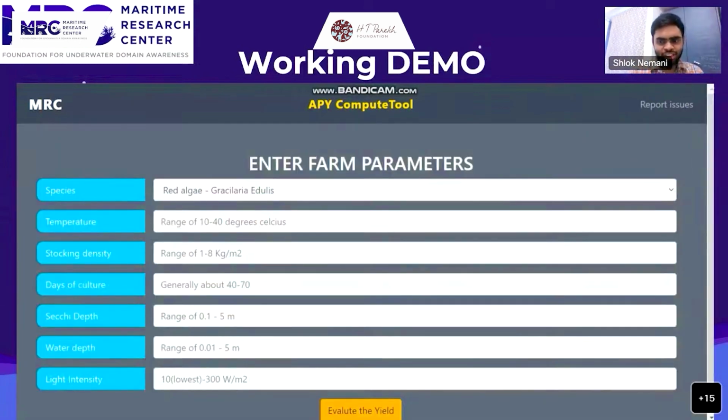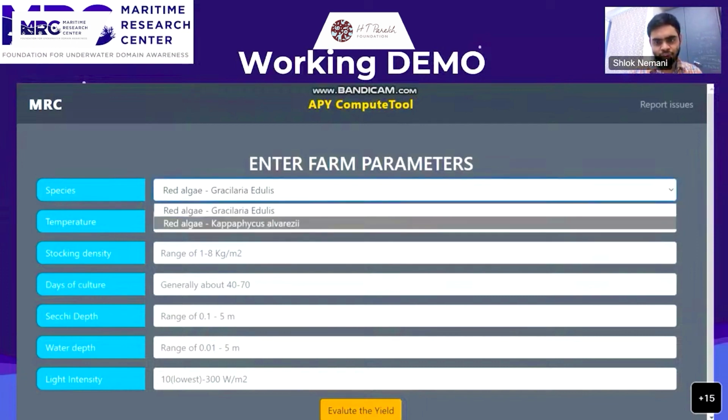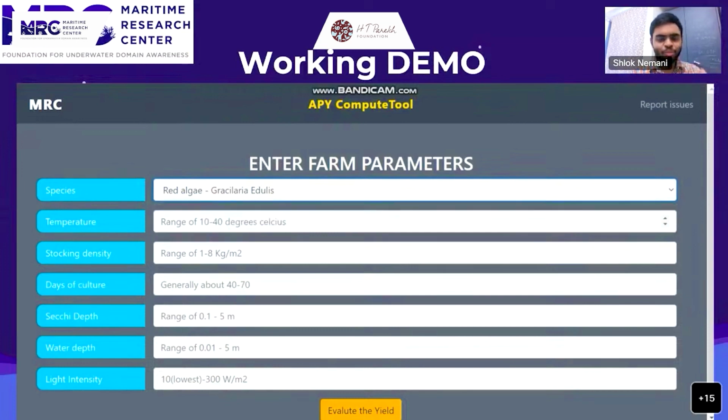What are the input parameters we are able to quantify? First of all, the species, which is qualitative, because we have two species which we are trying to model, the Gracilaria family and the Kappaphycus family. The model was the same for both because of data constraints. But there are parameters like the temperature, the stocking density, the days of culture, and the Secchi depth. The Secchi depth is the clarity of the water. Clarity and Secchi depth have an exponential relationship, so that is being modeled.